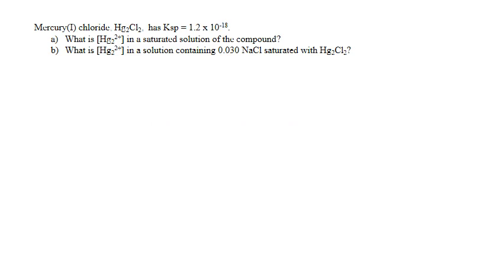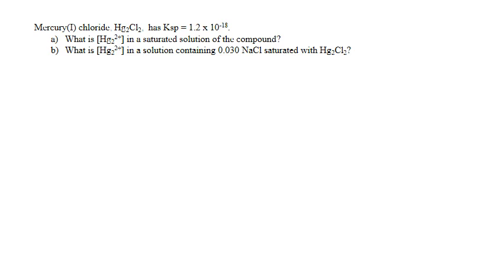So here's mercury 1 chloride. Now mercury 1 is that strange ion. It's actually 2 mercury atoms with a +2 charge on it, so each mercury has an oxidation state of 1. The ion is Hg2 2+. That's the chloride of it, Hg2Cl2.